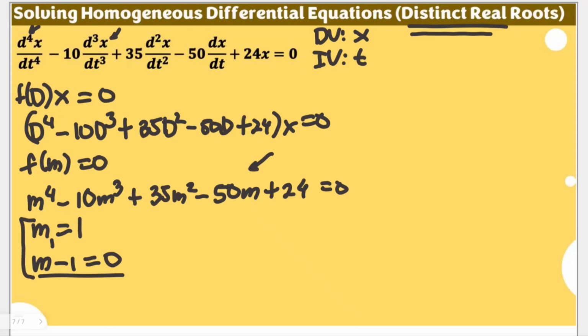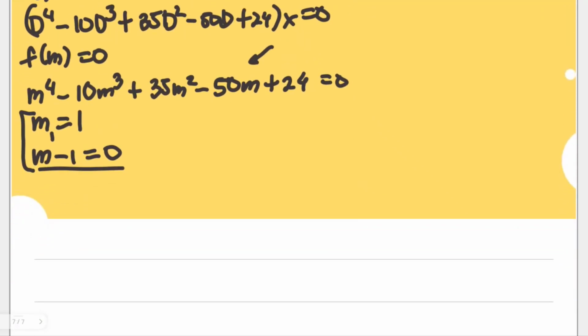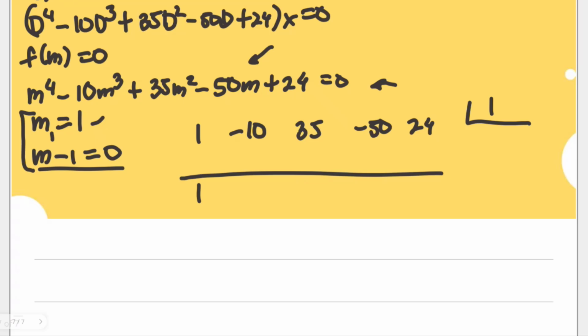Now that we are sure that that's our first root, we can use synthetic division to make this a cubic function instead of the quartic function. So you have 1, minus 10, 35, minus 50, 24, and then your coefficient here is 1. This also serves as a check because it could verify that 1 is really a root. So trying that, 1 times 1 is 1. That's minus 9 when you add them up.